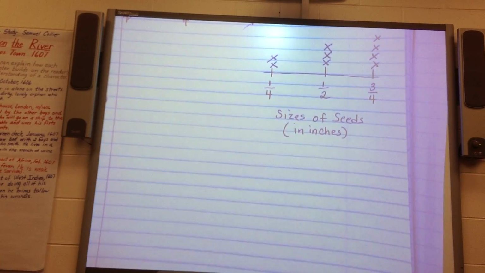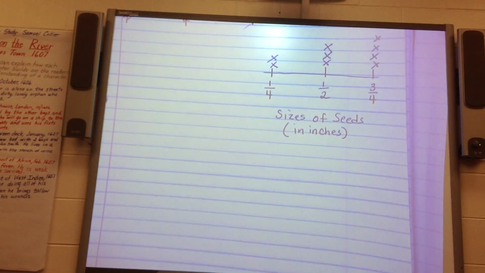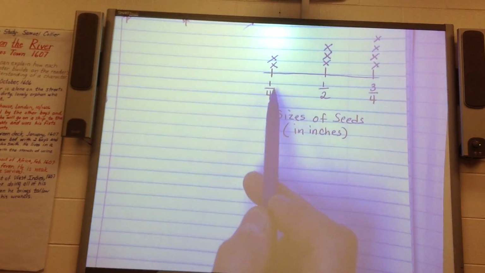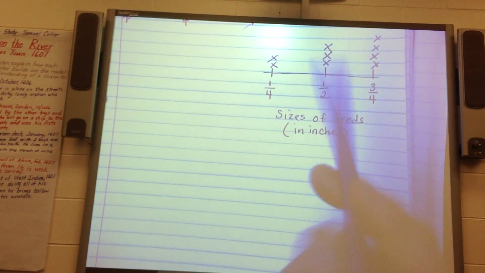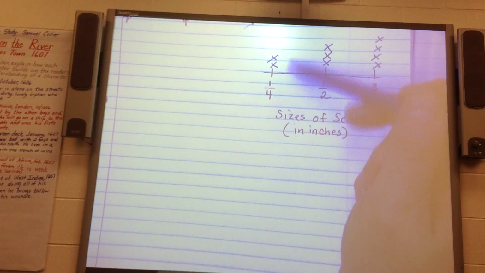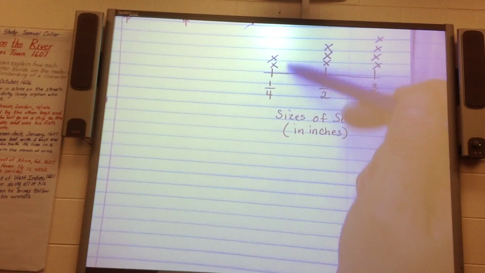But now, in order to find the average, I know that the average means that I'm going to take the total amount of things that I have added together, and then I'm going to divide by how many I added together. So I'm going to start by doing a little multiplication before I can add. First thing I'm going to do is I'm going to see how much it was for the size of all the 1/4 inch seeds all together.